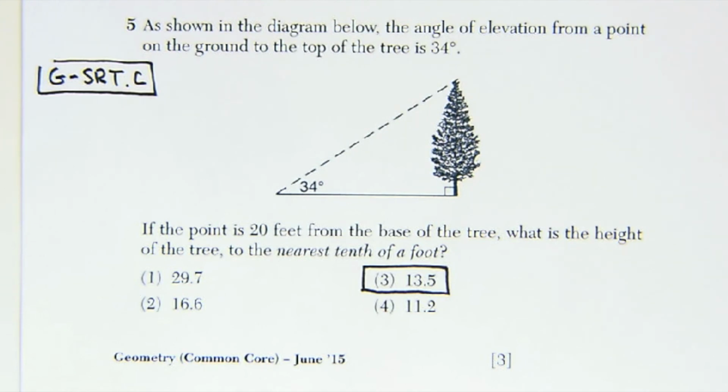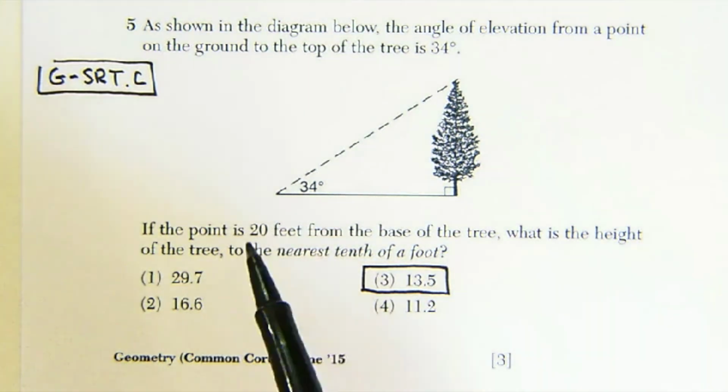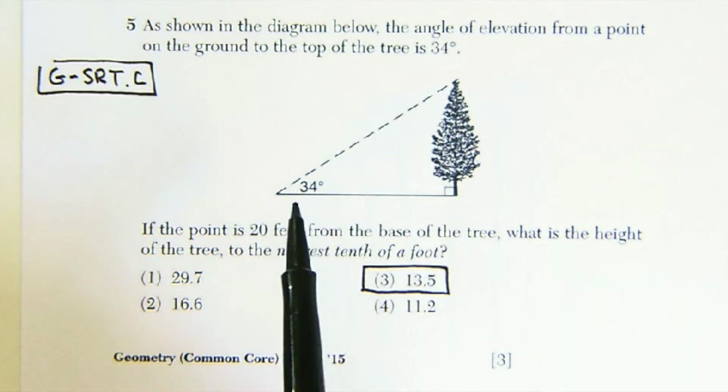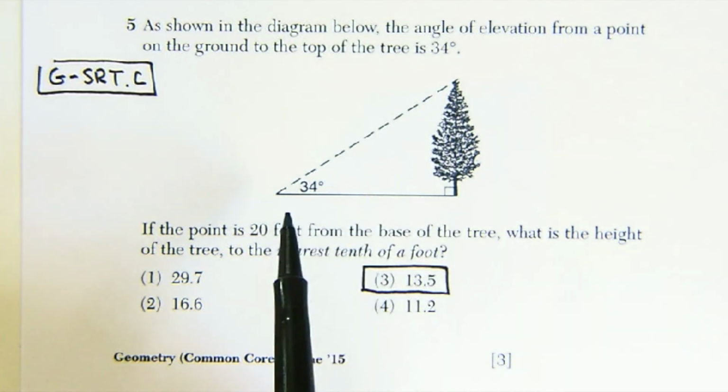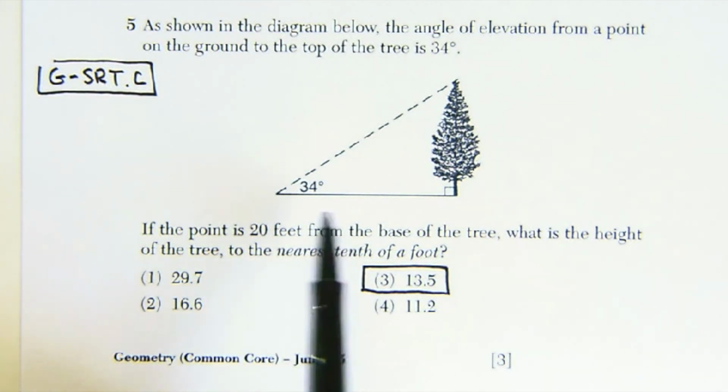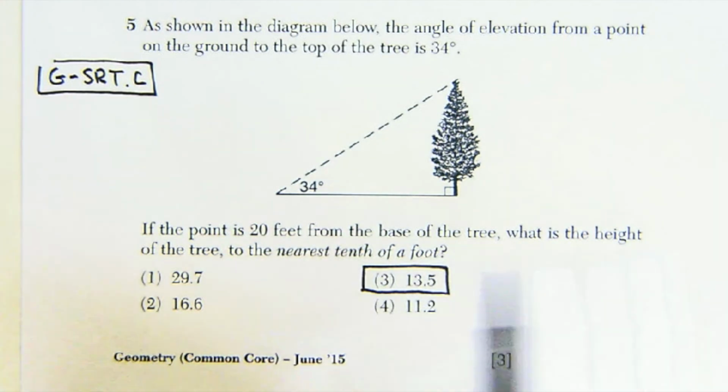There's no real surprise here. This is just a standard trig question with a tree. Find its height. Everything's nice. Labeling is provided, nothing tricky in the wording, but it says, as shown in the diagram below, the angle of elevation from the point on the ground to the top of the tree is 34. If the point is 20 feet from the base, so we have to label that, what is the height of the tree to the nearest tenth of a foot?